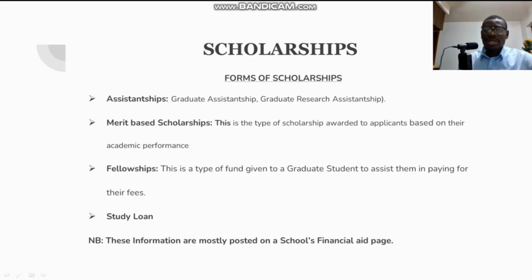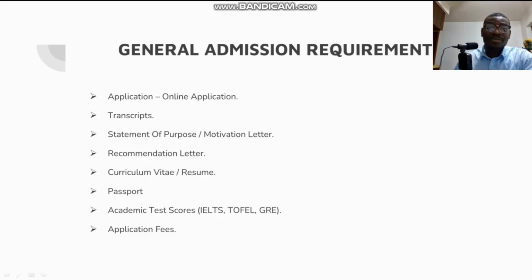So mostly once you decide on the school you want to apply to, make sure you search for the school's financial aid page. They will inform you of what the available scholarships are. Mostly it's time bound, so you want to act very fast so you don't get late or be left behind.